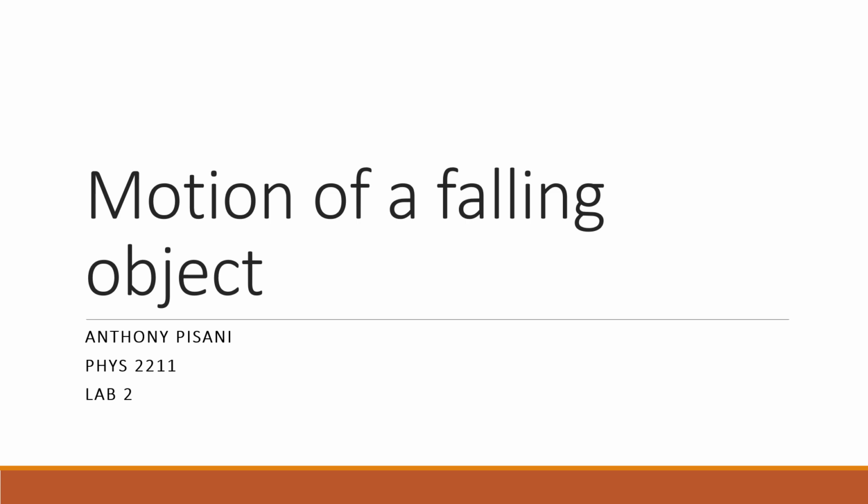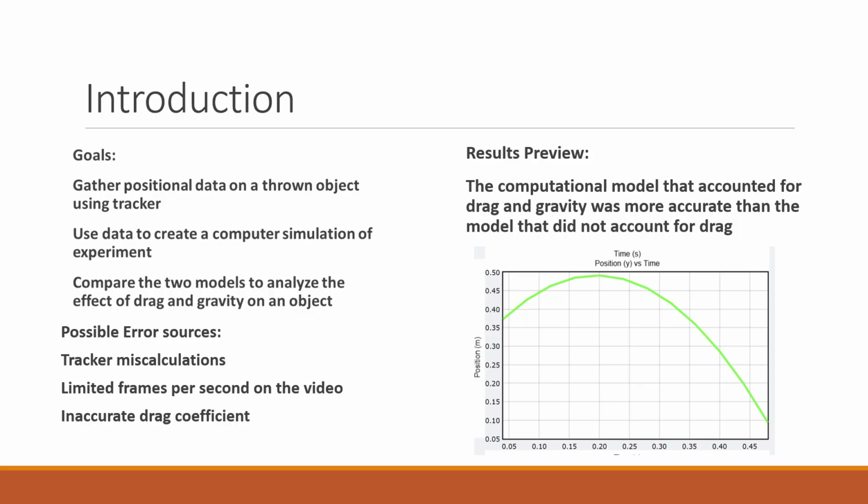This is Lab 2, Motion of a Falling Object by Anthony Pisani. Our goals were to gather positional data on a thrown object using Tracker software. We'll use this data to create two computer simulations of the experiment.